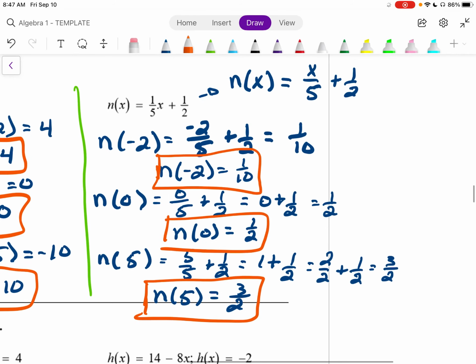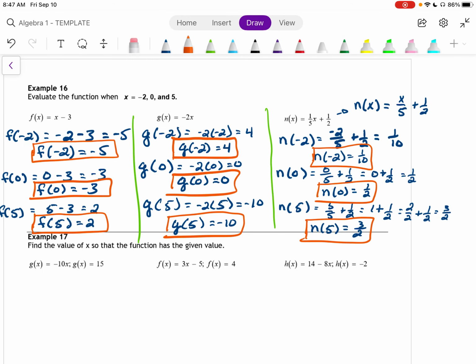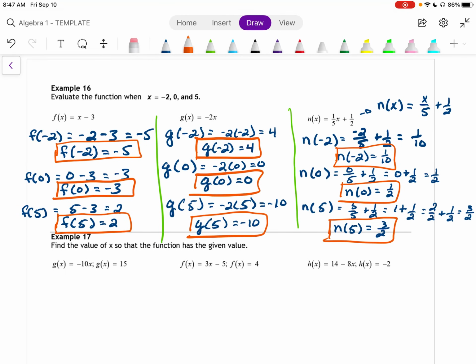Notice that all of these are fractions. They could have been written as a decimal, but I don't want you to write them as a decimal. I want you to leave them as a fraction. All right, so there's that.